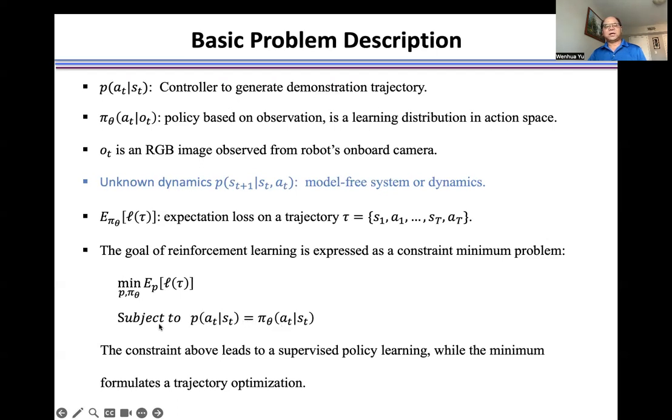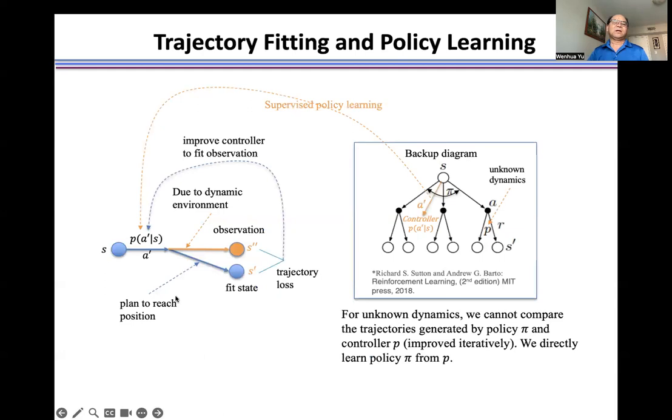So this constraint leads to the supervised policy learning problem, while the minimum formulation we can reformulate as a trajectory optimization problem. Let's go to the detail.